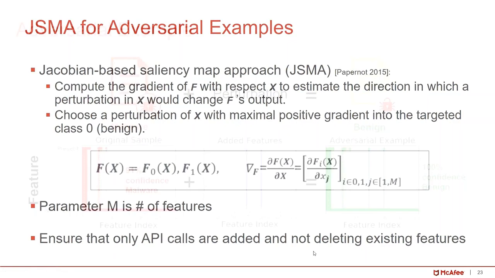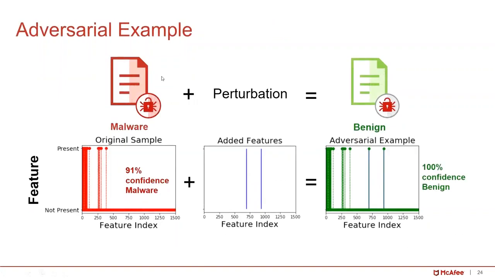This is how an adversarial example is generated. In the original malware shown on the left, we have feature indexes like 1,500, and when this feature is present it is 1, and when this feature is not present, it's 0. The original sample was identified as malware with 91% confidence. After we add 2 API calls to this sample, it can evade detection because the classifier recognizes it as 100% benign.